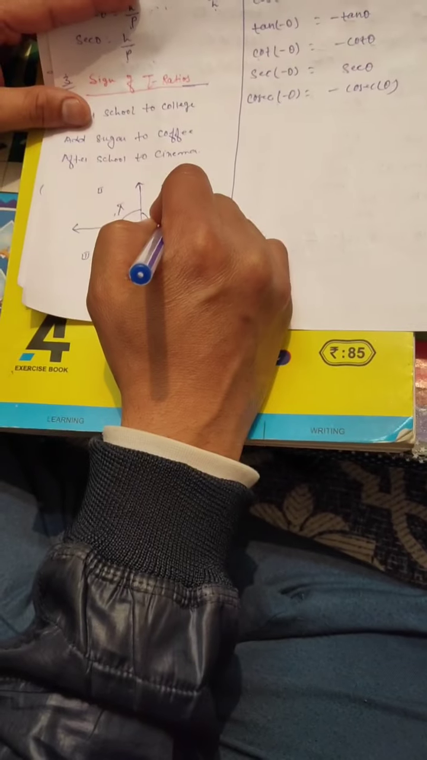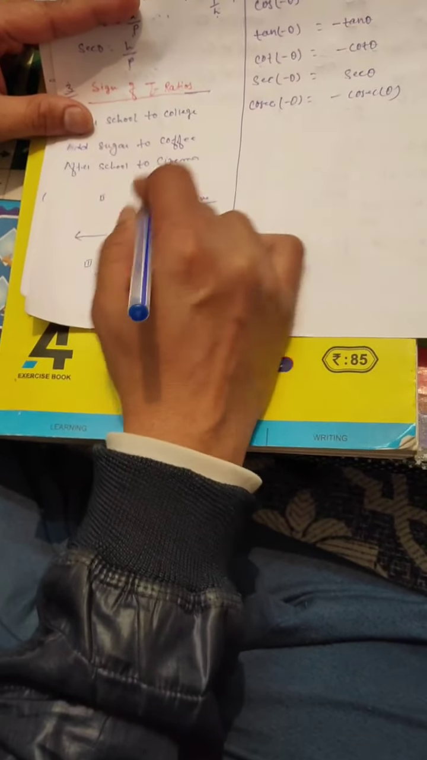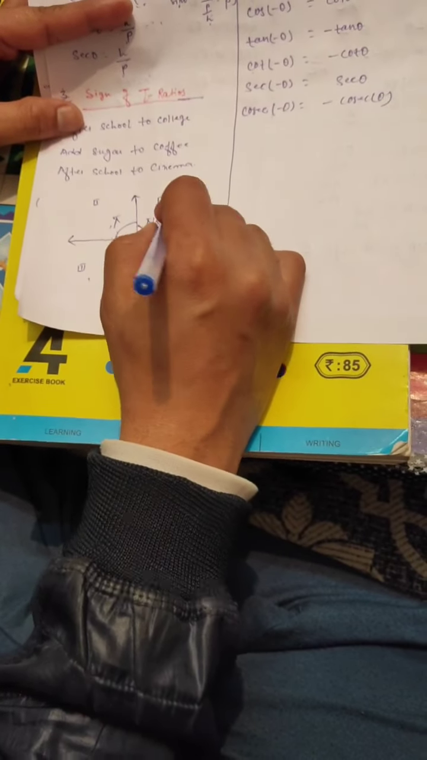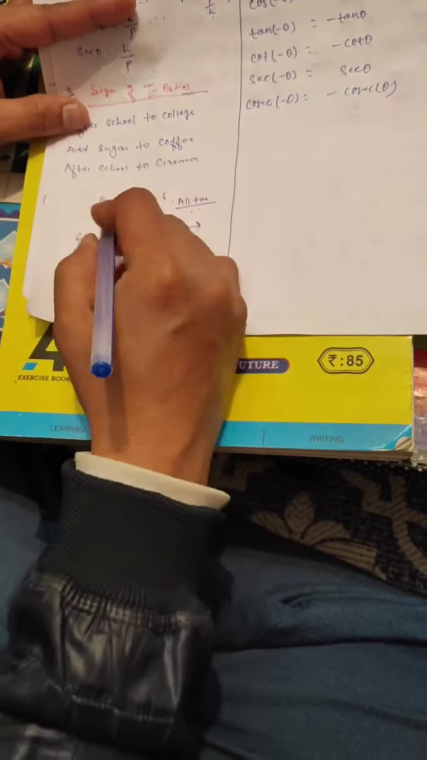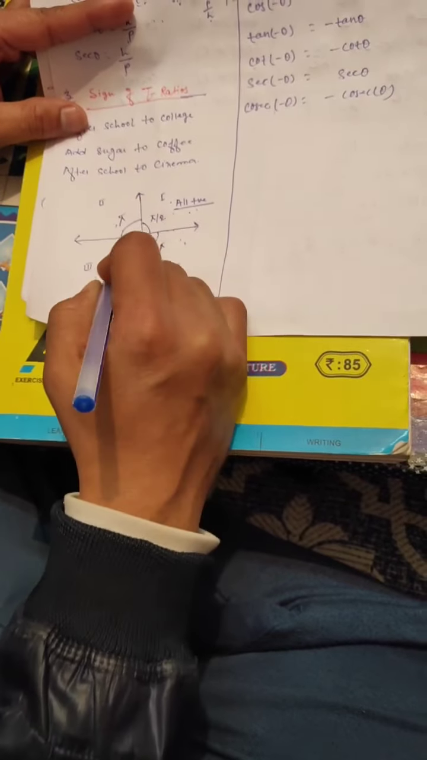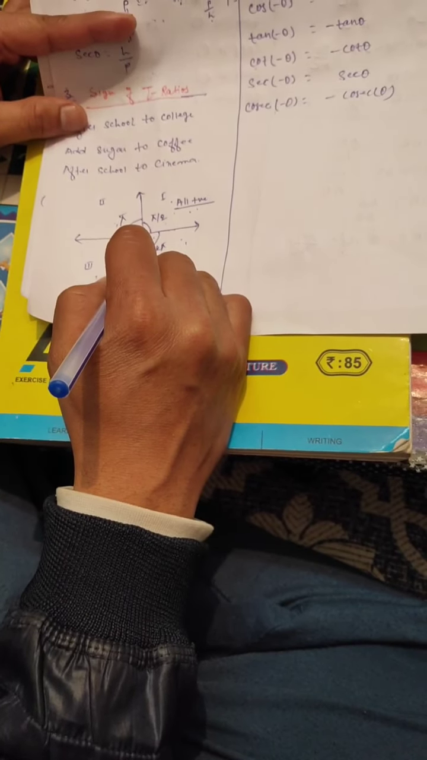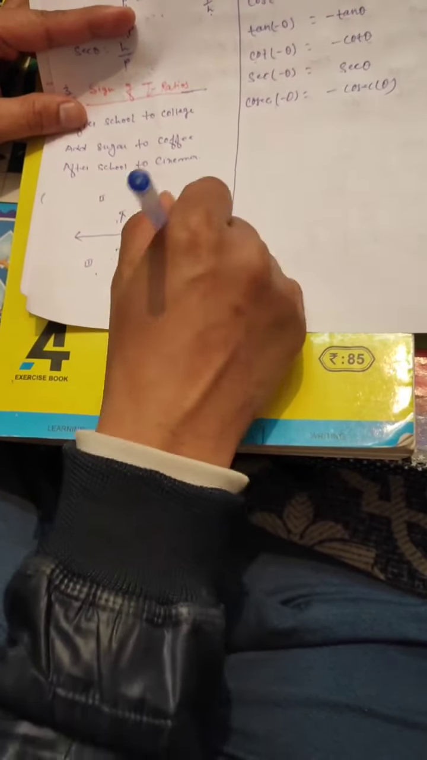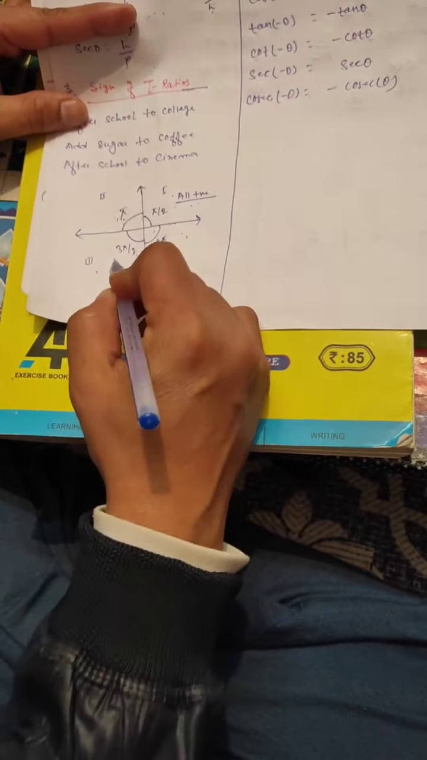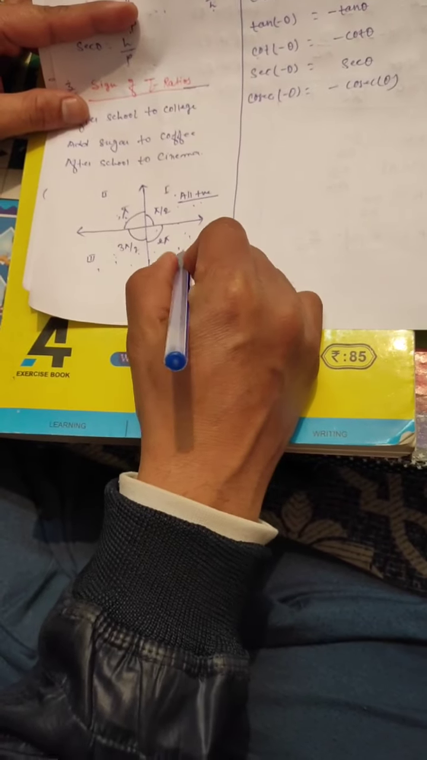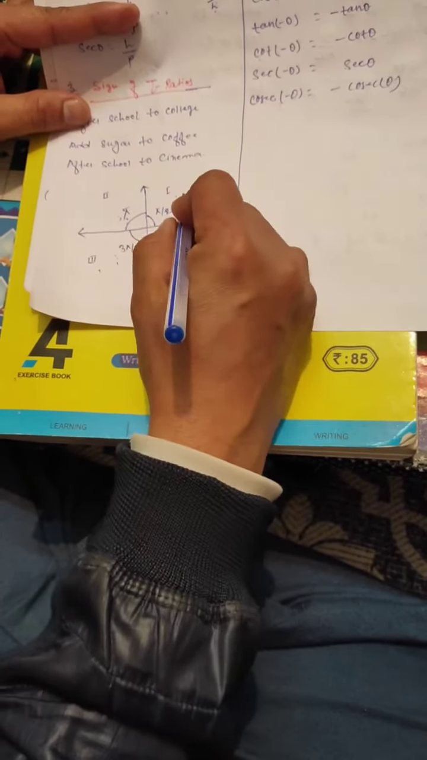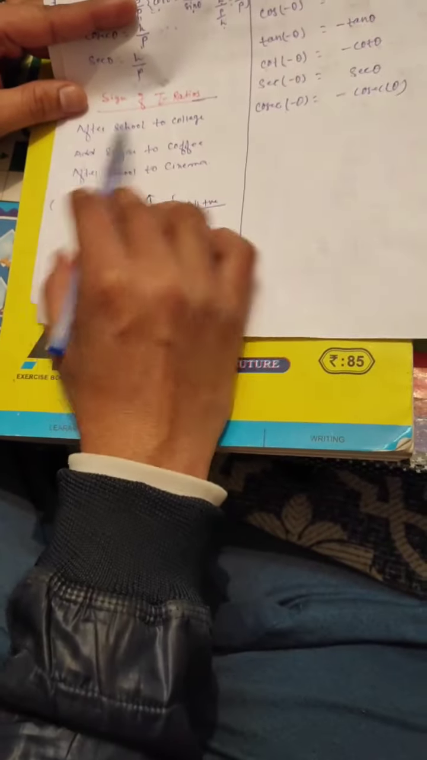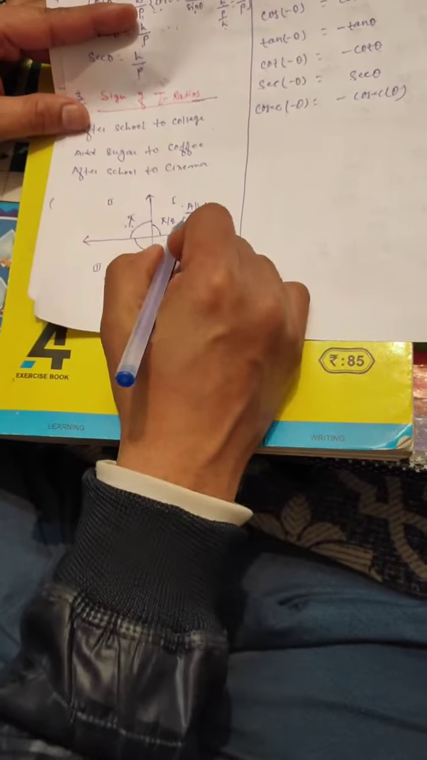In the first quadrant, all trigonometric ratios are positive. It means sin theta, cos theta, tan theta, cot theta, cosec theta and sec theta are all positive. In the second quadrant only sin theta is positive, in the third quadrant only tan theta is positive, and in the fourth quadrant only cos theta is positive.